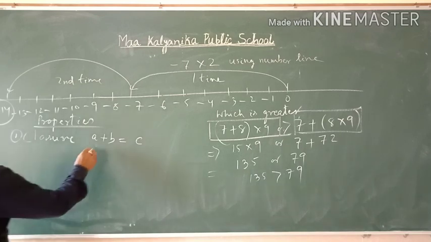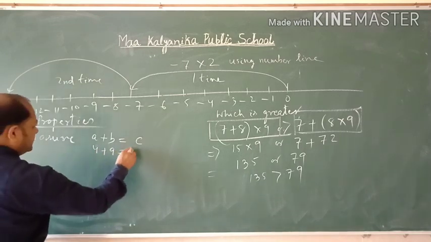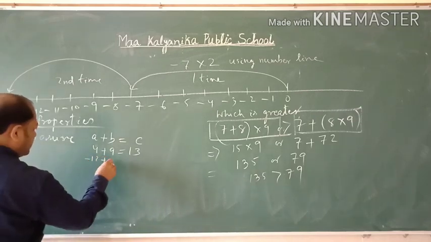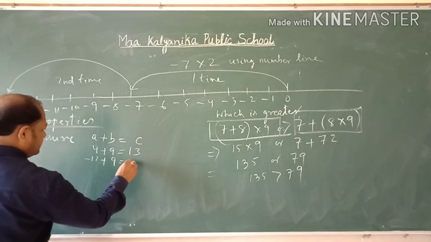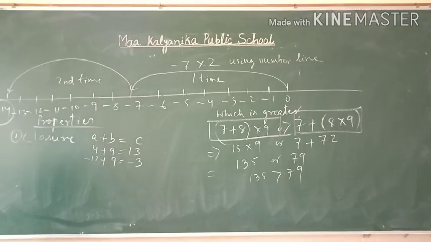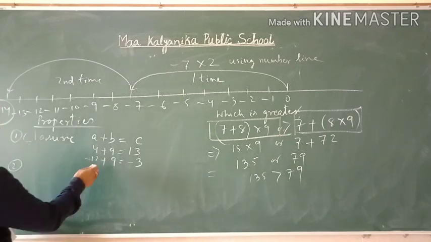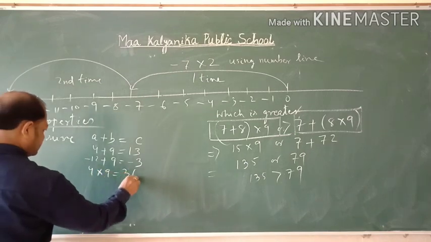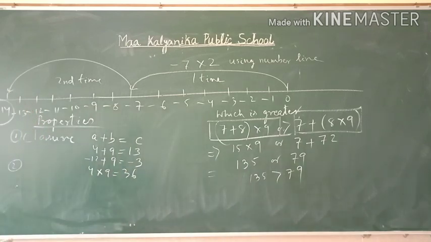For example, 4 plus 9 is 13. So 13 is an integer. Minus 12 plus 9 will be minus 3. So it is also an integer. This is called closure property. Now come to multiplication. Similarly, multiplication also applies. Same here, if you multiply two integers, 4 into 9, it becomes 36. It is also an integer.